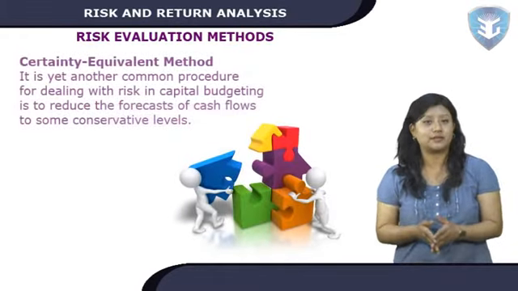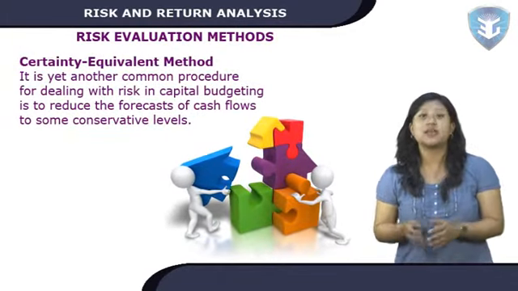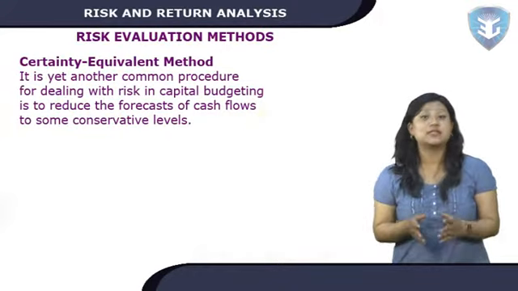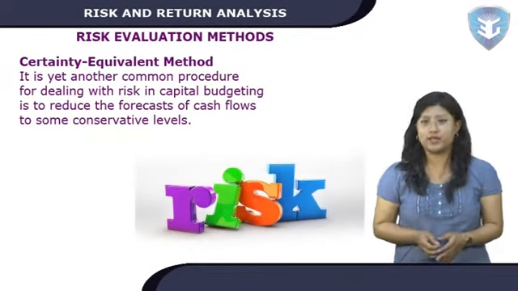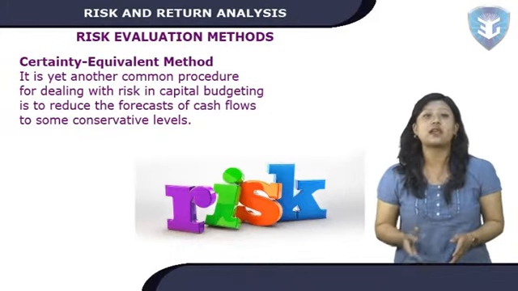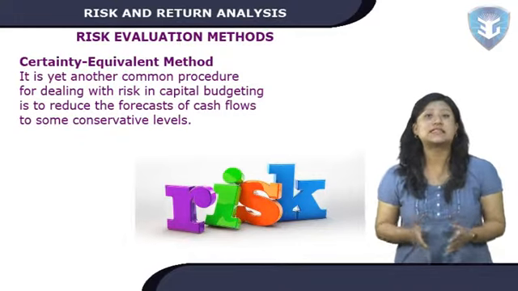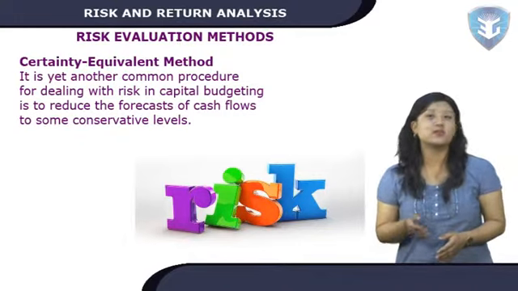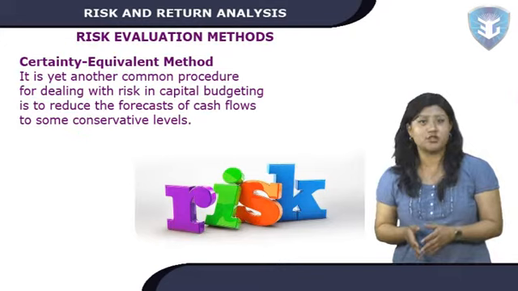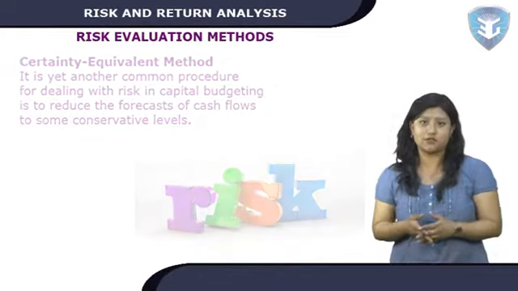Certainty equivalent method. Yet another common procedure for dealing with risk in capital budgeting is to reduce the forecast of cash flows to some conservative levels. The certainty equivalent approach may be expressed as net present value equals the risk adjusted factor times the forecast of net cash flow over 1 plus the risk-free rate. The certainty equivalent coefficient can be determined as a relationship between the certain cash flows and the risky cash flows. That is, the risk adjustment factor equals certain net cash flow over risky net cash flow.